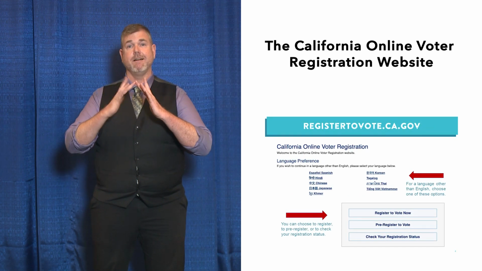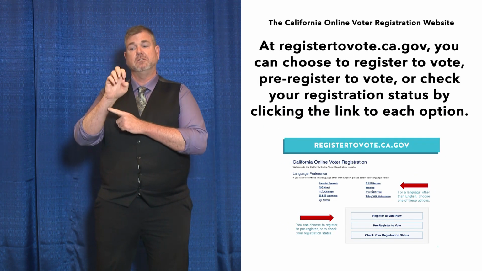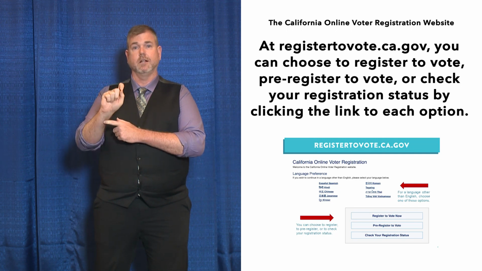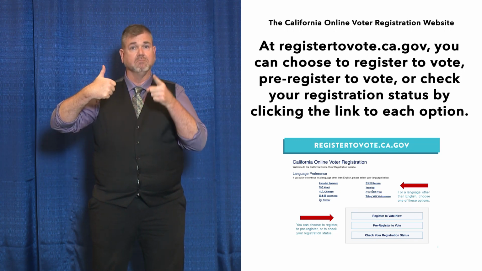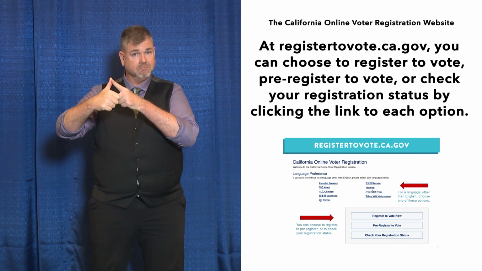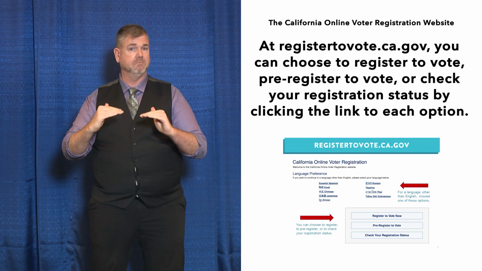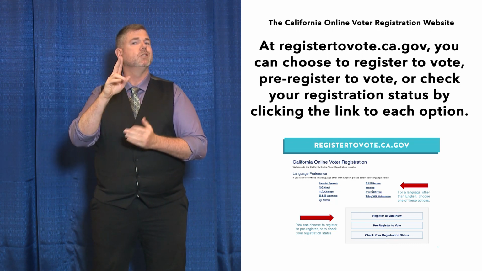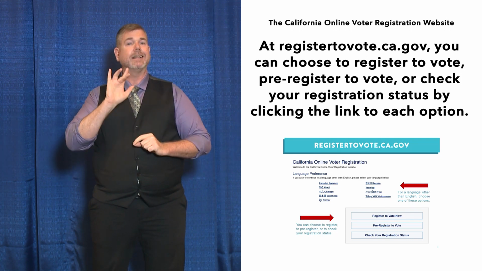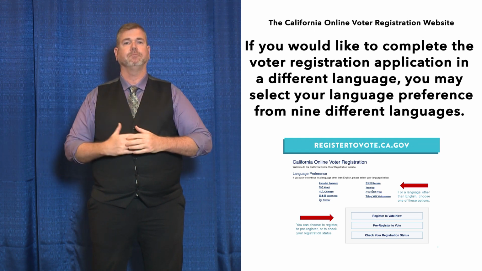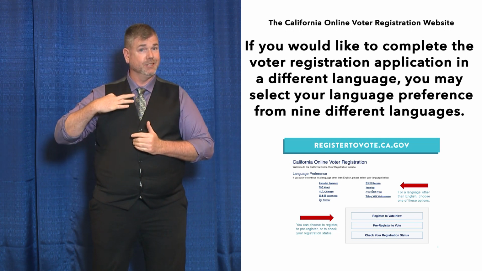The California Online Voter Registration website. At registertovote.ca.gov, you can click the option to register to vote, pre-register to vote, or check your voter registration status. If you would like to complete the voter registration application in a different language, you may select your language preference from 9 different languages.